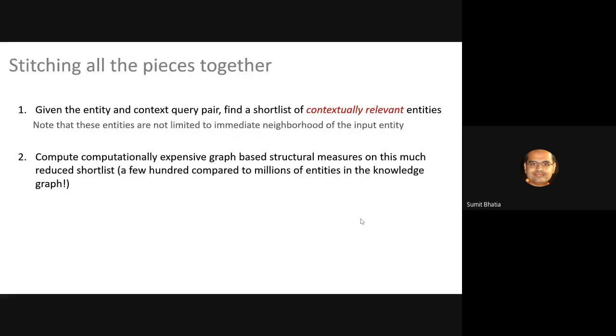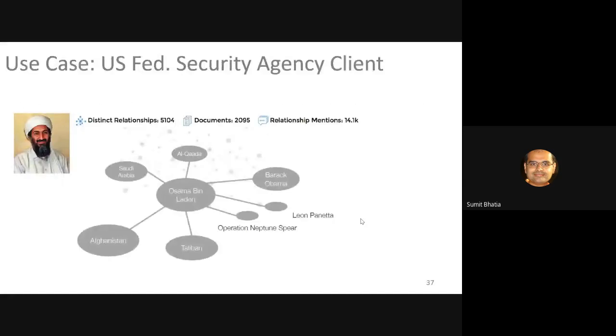Now let us see. Let me just illustrate how this was demonstrated or useful to the security agencies of the government. Remember that their use case was terrorism and criminal activity, these types of things, right? So in our graph, the entity for Osama bin Laden had connections to multiple other entities like Al Qaeda, Saudi Arabia, Afghanistan, Taliban, Barack Obama, these types of things.